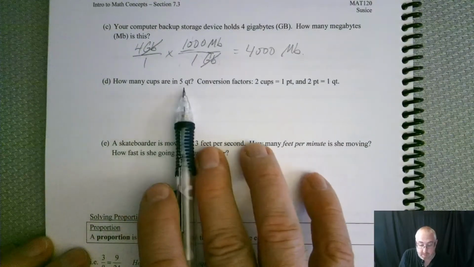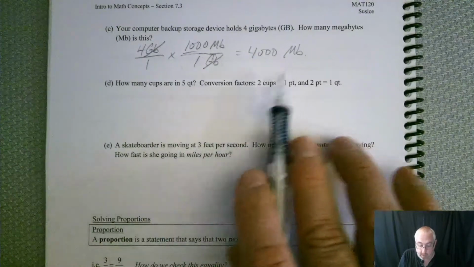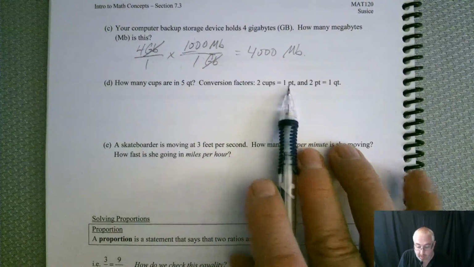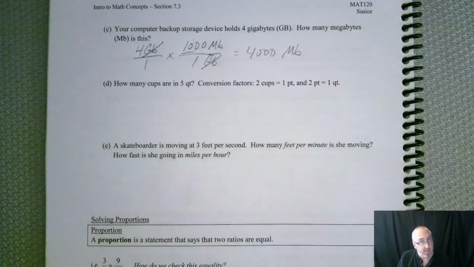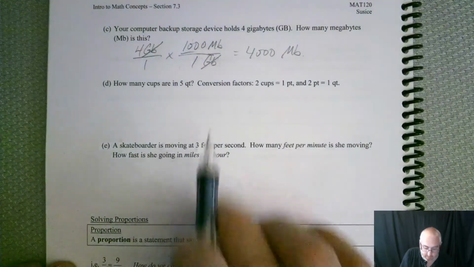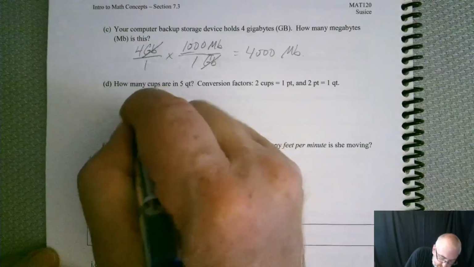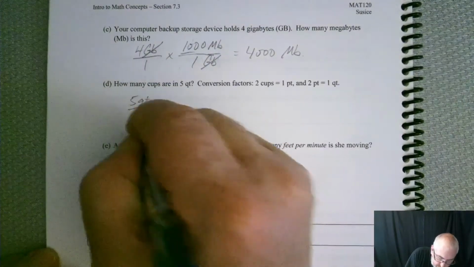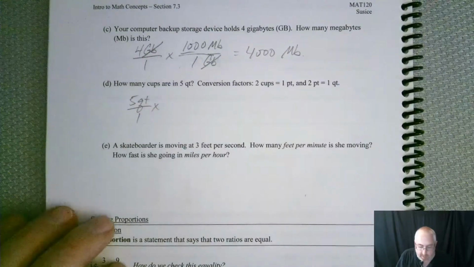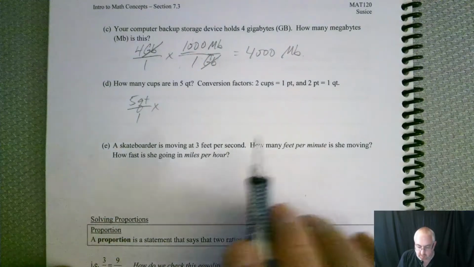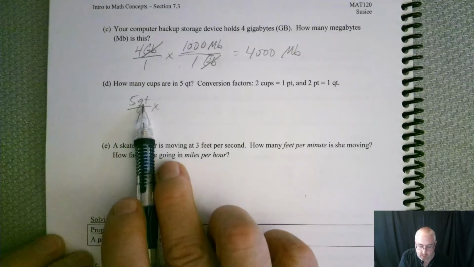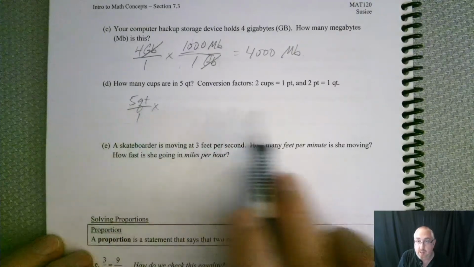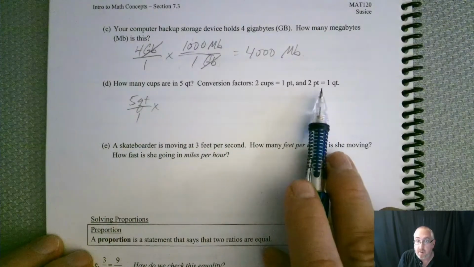Okay, let's try this one. How many cups are in 5 quarts? So we got 2 cups is 1 pint, and then 2 pints is 1 quart. Well, let's start with what we're given. We're given 5 quarts, so that's your starting point. Let's put it over 1. But now, which conversion factor do we start with? Well, the only thing we could start with is something that has to have quarts in it. So that means we're going to have to use the second one first.